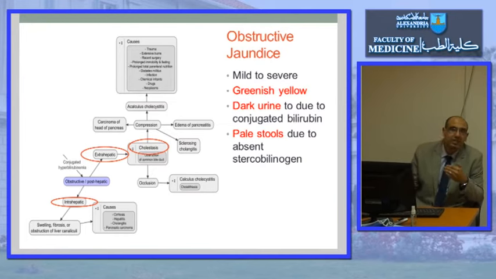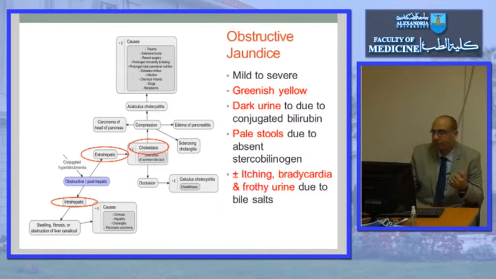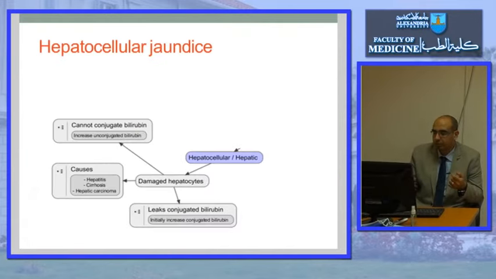will be decreased stercobilinogen. Stercobilinogen will not be formed because bile didn't reach the intestine. Stercobilinogen will not be formed, and stercobilin will not be formed, and the stool will lose its color. So in obstructive jaundice, stools will be pale. And due to absorption of bile salts, in obstructive jaundice we might have itching, bradycardia, and frothy urine.